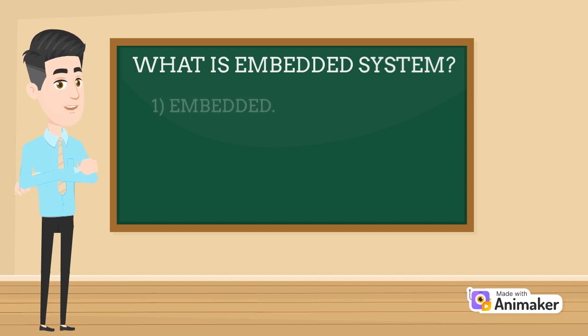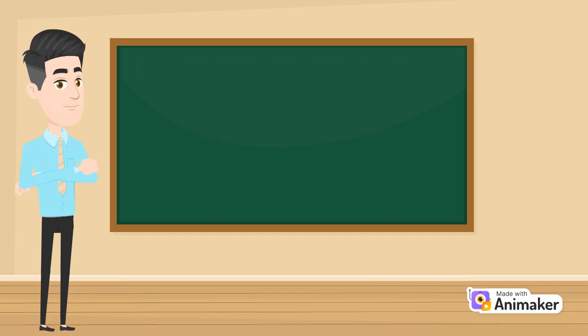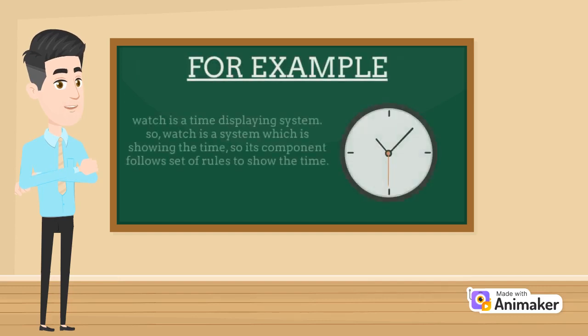1. Embedded. 2. System. Embedded means something that is attached to another thing. And a system is an arrangement in which all its units assembled work together according to a set of rules. It can also be defined as a way of working, organizing or doing one or more tasks according to a fixed plan. For example, a watch is a time displaying system. So, a watch is a system which is showing the time, so its components follow a set of rules to show the time.